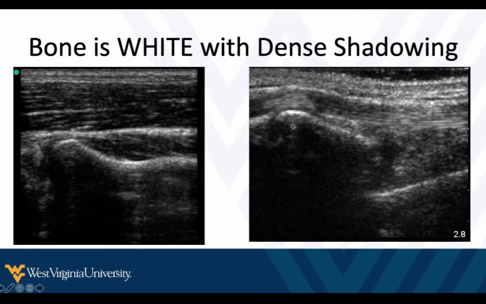Here's an example of a bone that's fractured. The cortex doesn't line up anymore. So that's what bone looks like. You can use it to diagnose fractures.